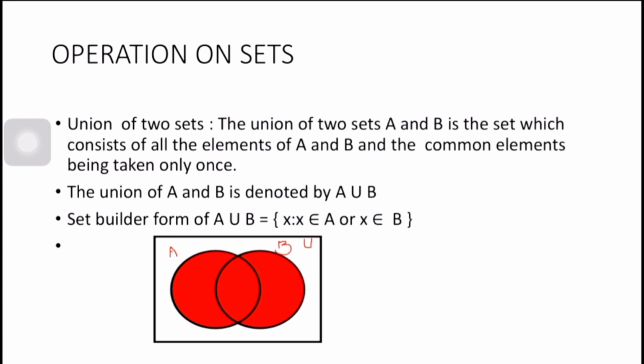Union of two sets. The union of two sets A and B is the set which consists of all the elements of A and B, with the common elements being taken only once. The union of A and B is denoted by A union B. The set builder form of A union B is equal to the set of X such that X belongs to A or X belongs to B. It can be shown in the Venn diagram like this.